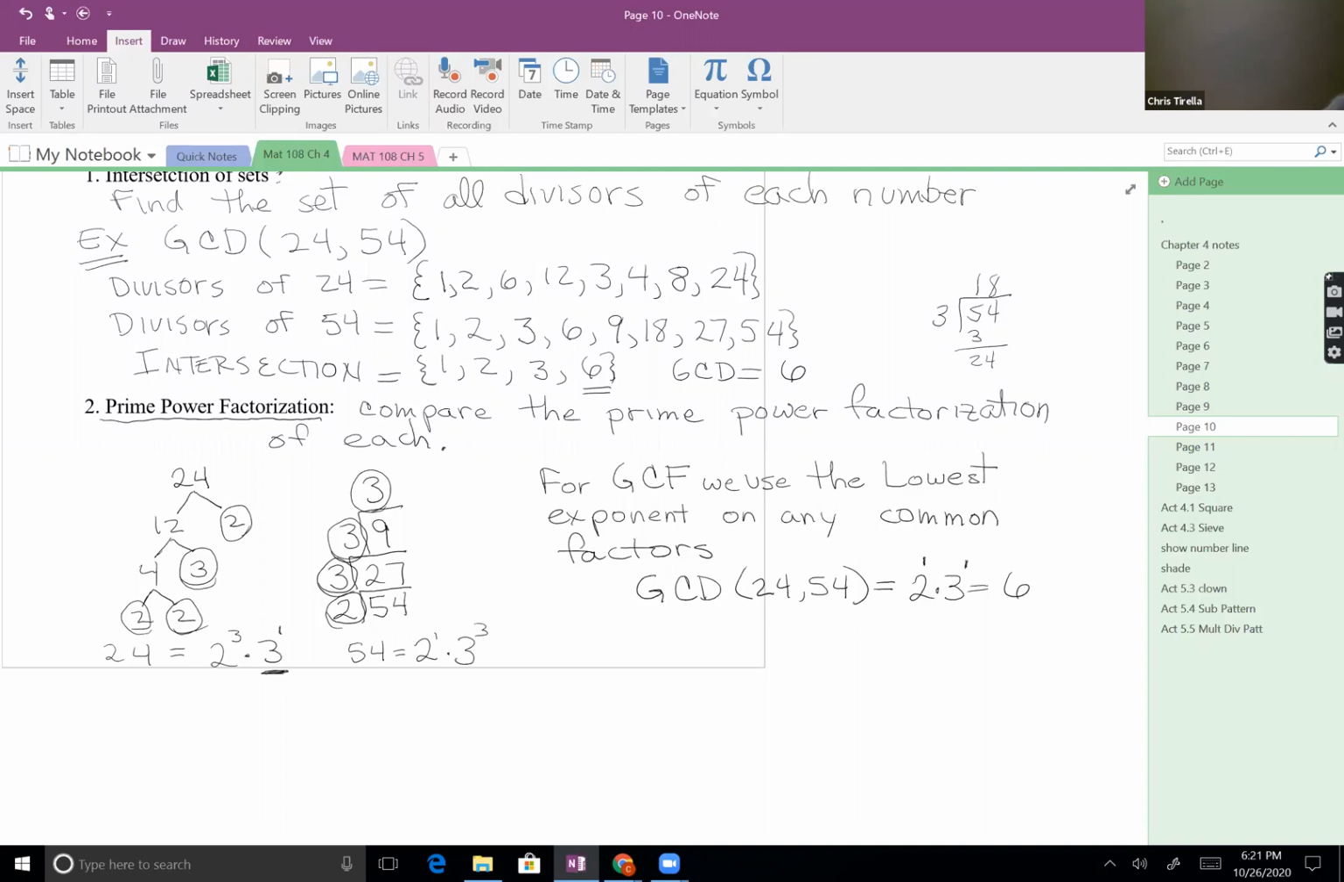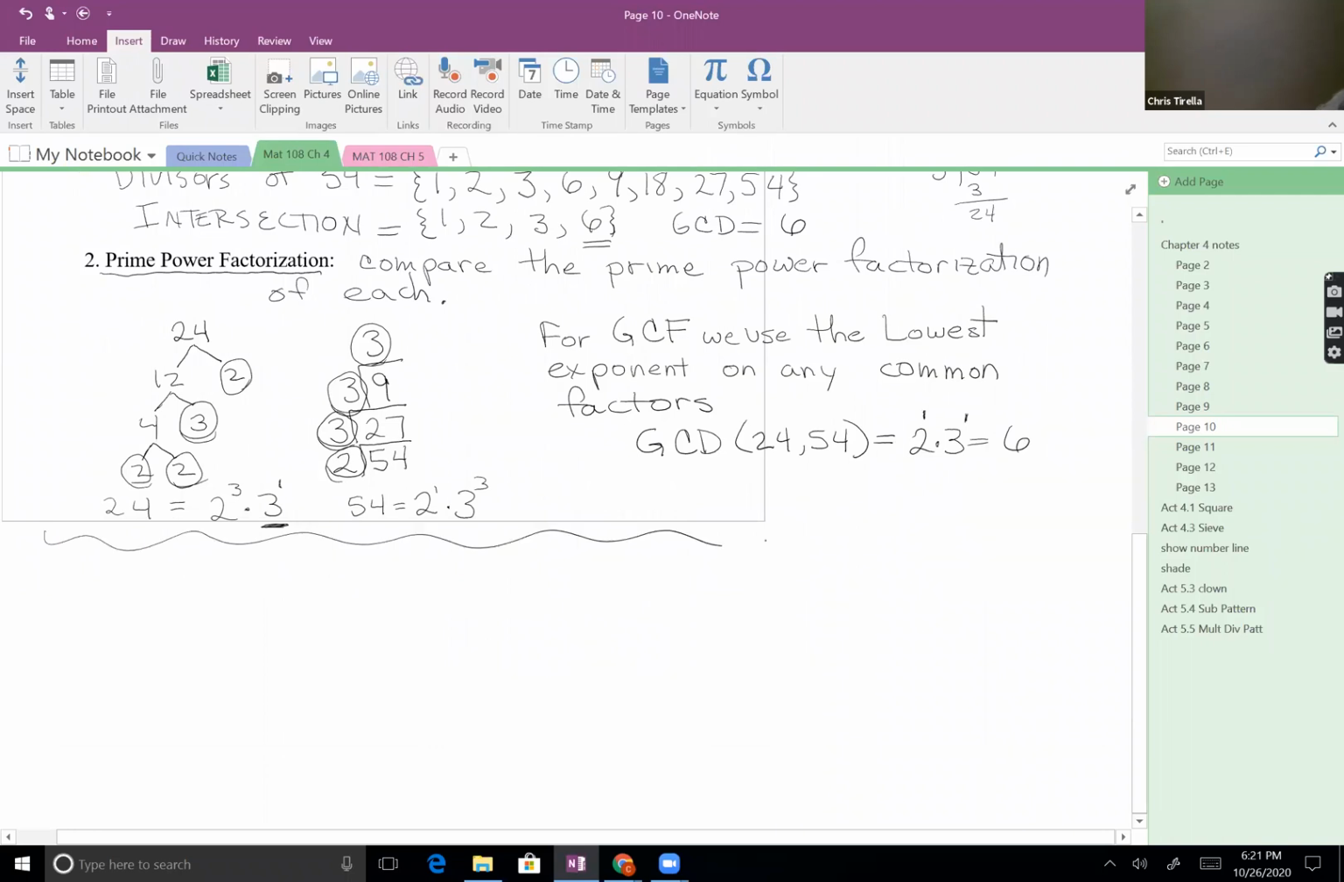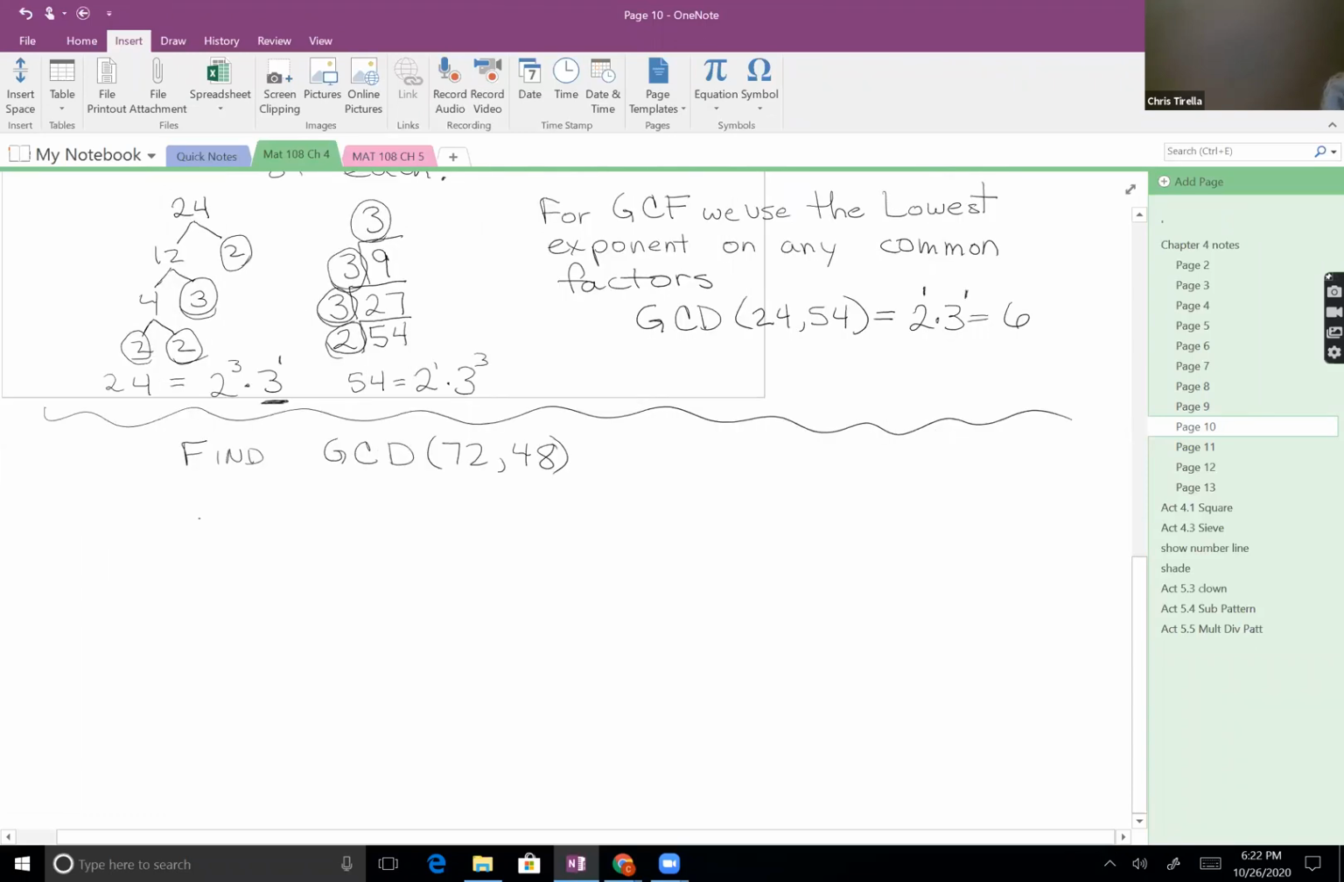So using that method, I'm going to shut up and ask you folks to please find the greatest common divisor of, let's say, 72 and 48. I'm going to be quiet and give you a minute or two to work on that.